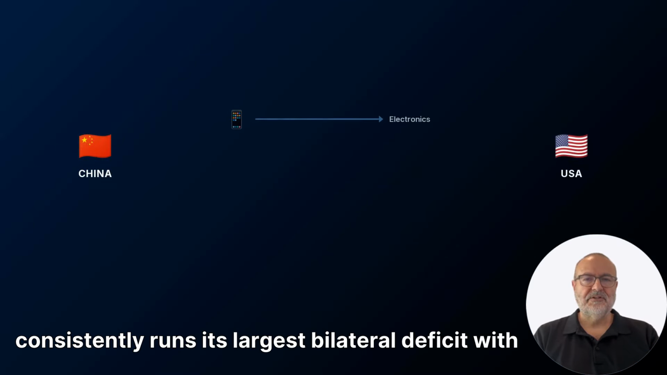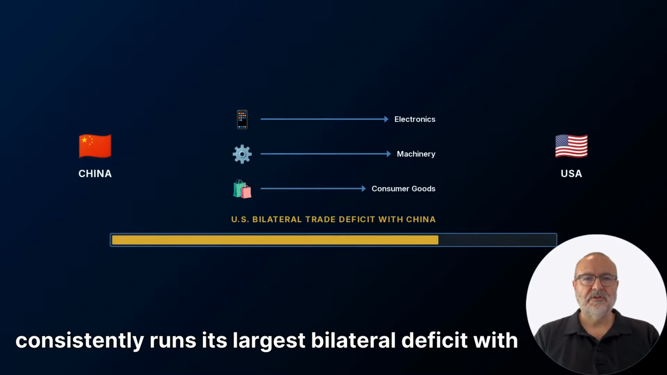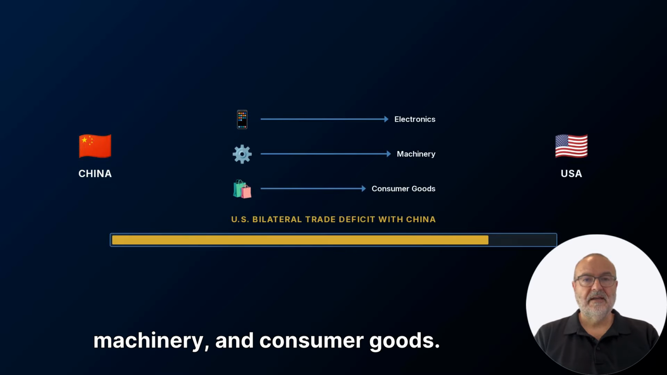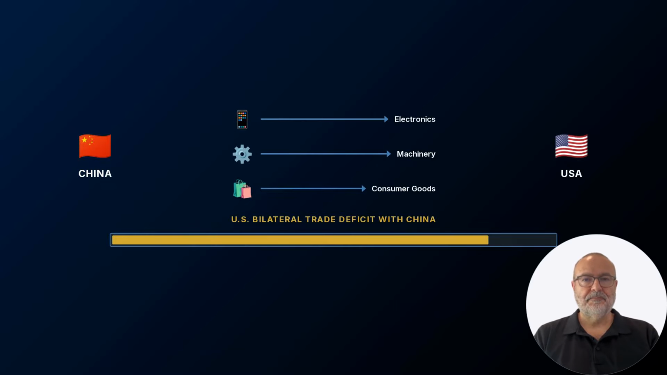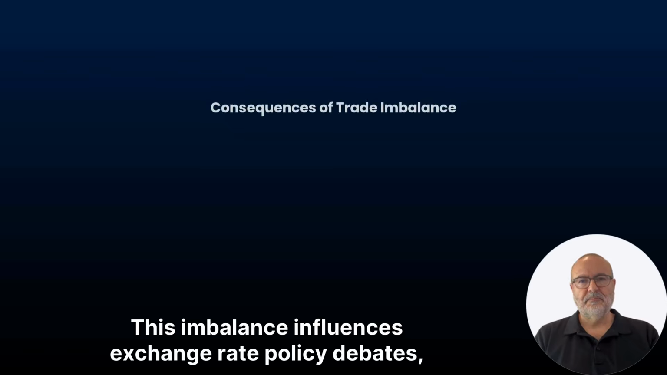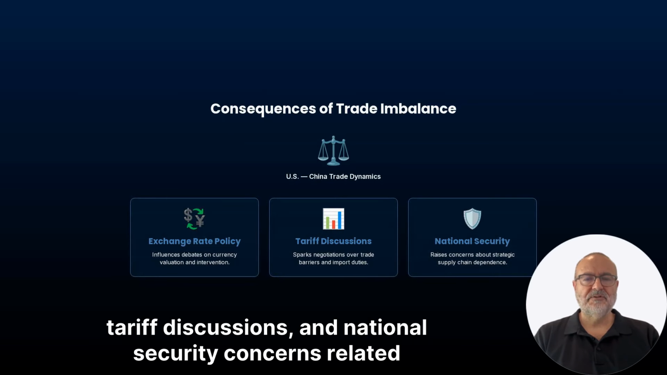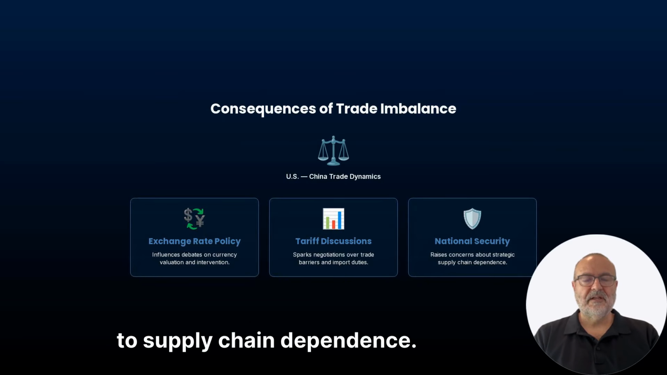The U.S. consistently runs its largest bilateral deficit with China, driven by high imports of electronics, machinery, and consumer goods. This imbalance influences exchange rate policy debates, tariff discussions, and national security concerns related to supply chain dependence.